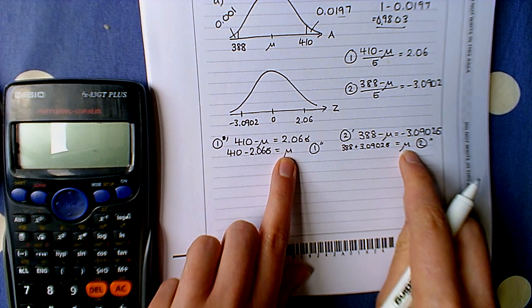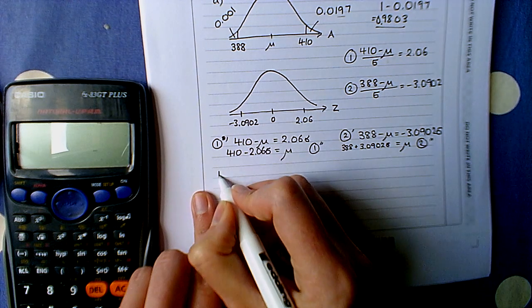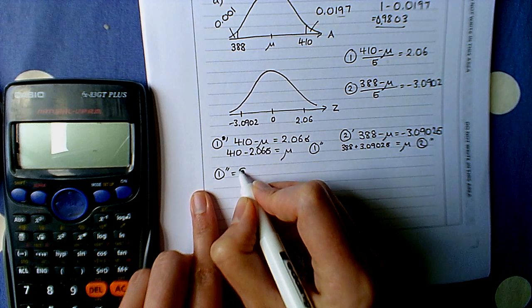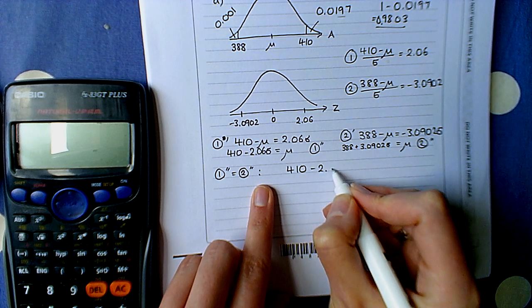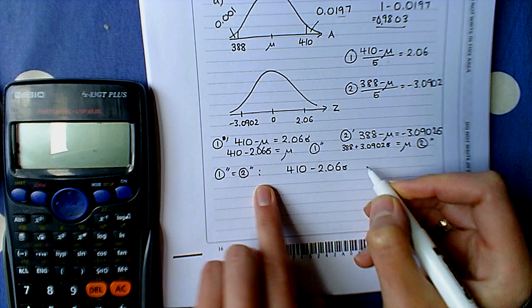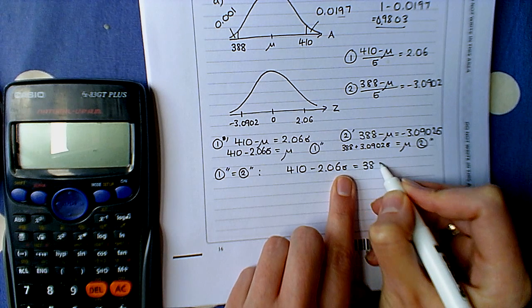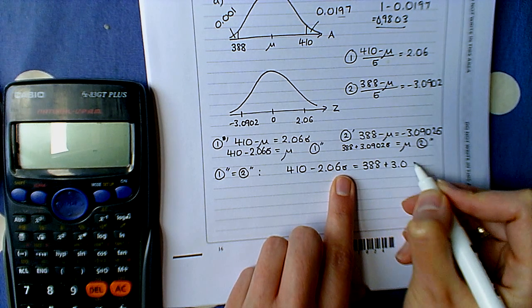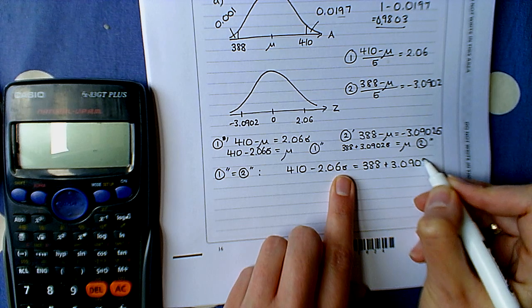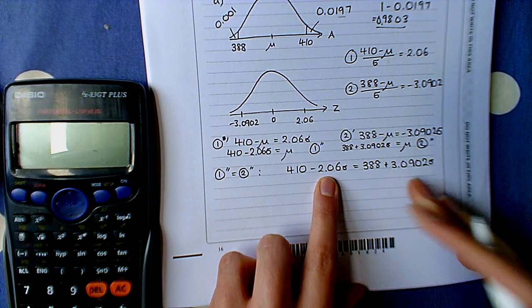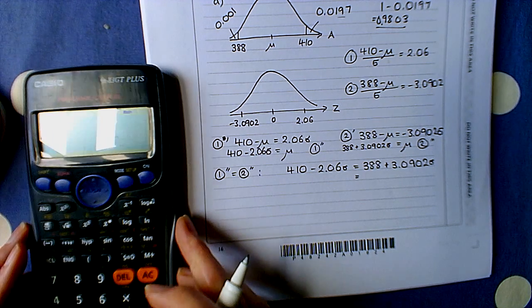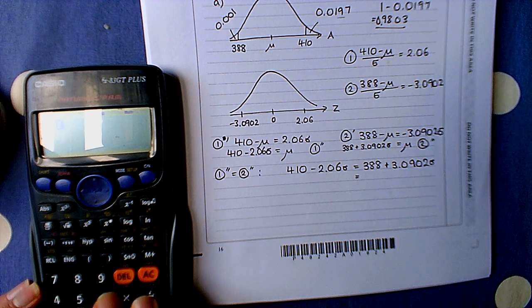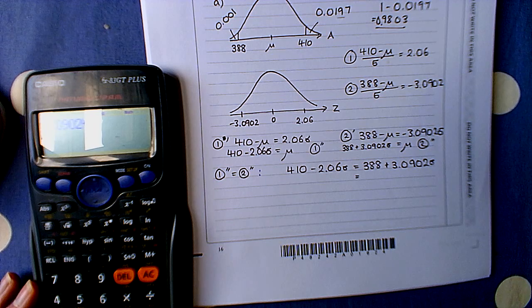Now we can equate these because they're both equal to mu, so we can write here 1 double dash equaling 2 double dash, and this is what we can write now. 410 minus 2.06 sigma has to equal 388 plus 3.0902 sigma. Now we can collect sigmas to the right by doing 3.0902 plus 2.06.